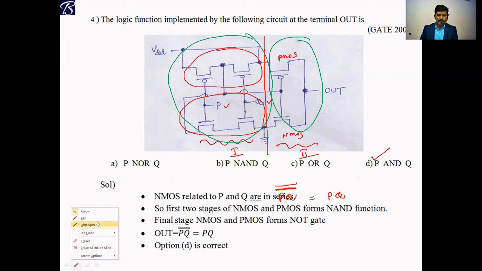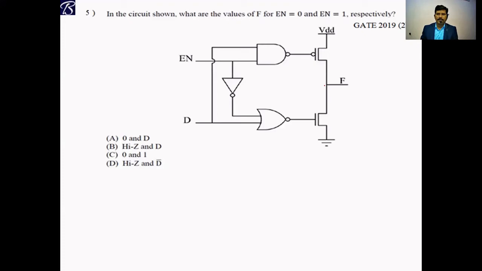Please pause the video and note down. Let us go to the next problem. This question was asked in GATE 2019 for 2 marks. Here at the output side there is an inverter. When enable equals 0, what is the status of F? And when enable equals 1, what is the status of F? We need to find out whether 0 and D, high Z meaning high impedance state, and D, 0 and 1. Option D is high impedance and D bar.